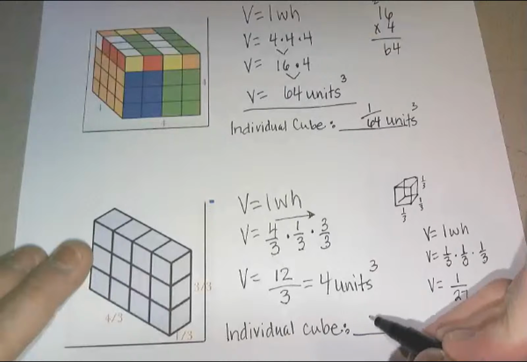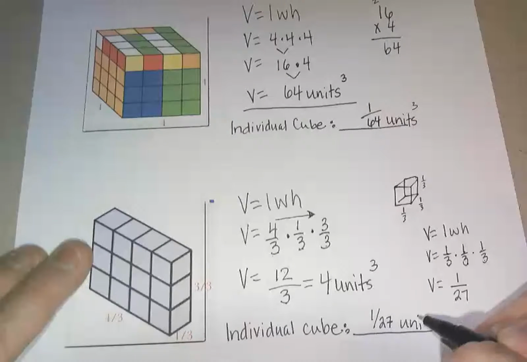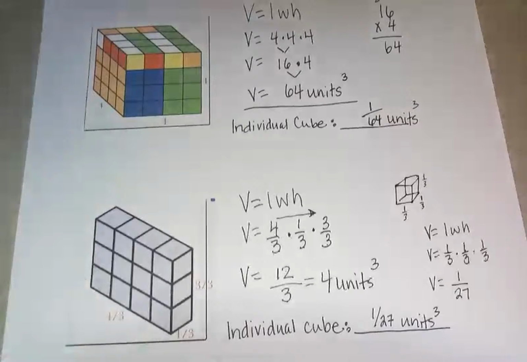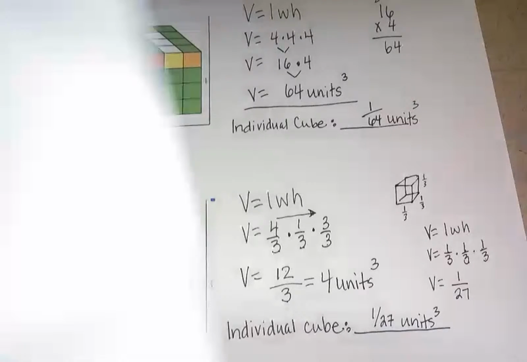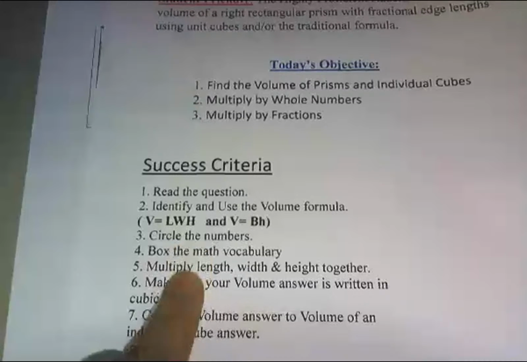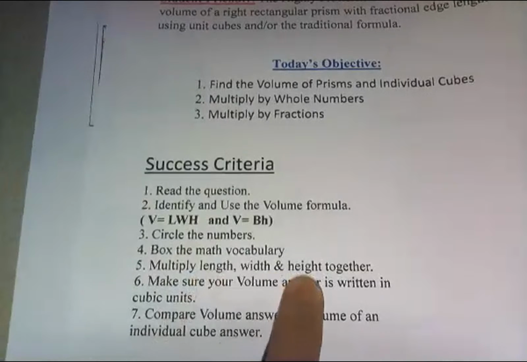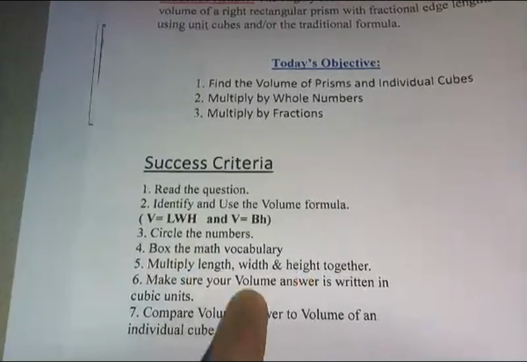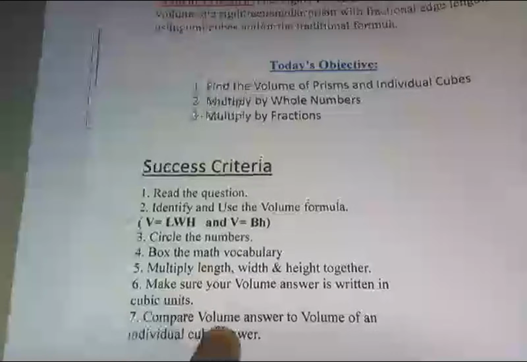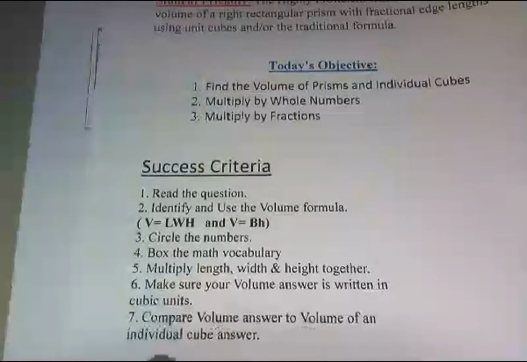So the individual cube is 1/27th cubed. And that's how we find the individual cube. Okay, so I'm going to come back over here. So to circle anything or box anything, and we did multiply the length, the width, and the height together, and we did make sure that our volume was written in cubic units, and we compared the volume answer to the volume of an individual cube.